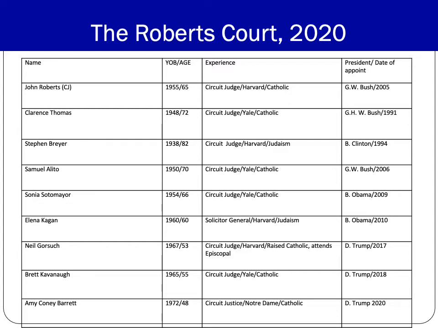So, for example, the justice that has the highest level of seniority on the court is Clarence Thomas, and he was nominated by George Herbert Walker Bush, Bush 1, in 1991, right? But he's not the oldest justice. Stephen Breyer is the oldest justice at 82.